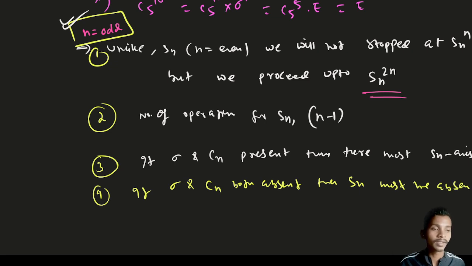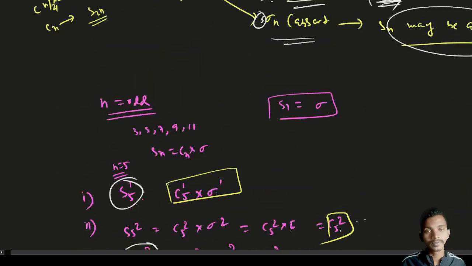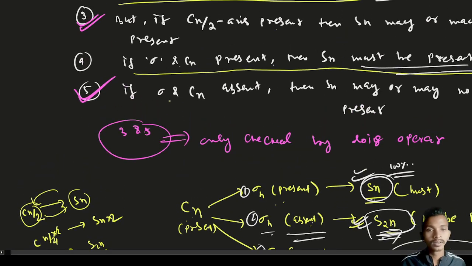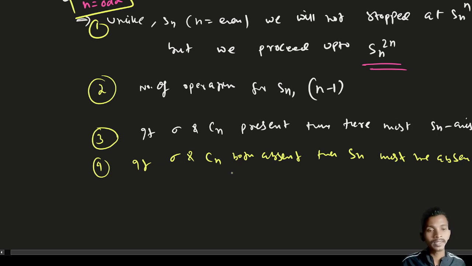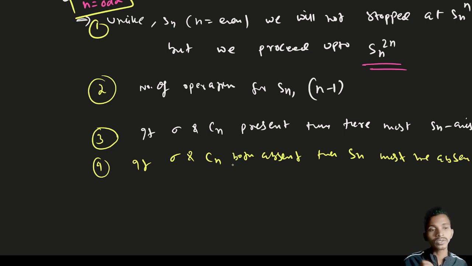So here it is clear-cut that if σ and Cn are absent, then Sn is also absent. But for n equal to even, if σ and Cn are absent, then Sn may or may not be present. But here, if σ and Sn are absent, then Sn must be absent. For n odd, if σ and Cn are absent, then Sn may be present. But here, if these are absent, then this is also absent.